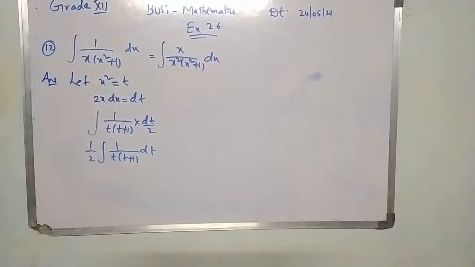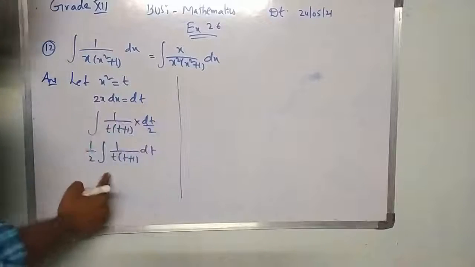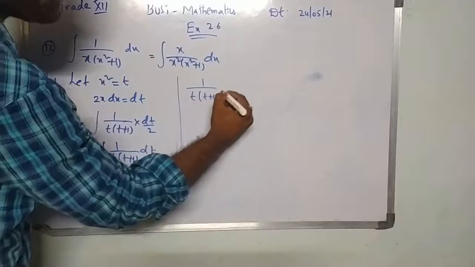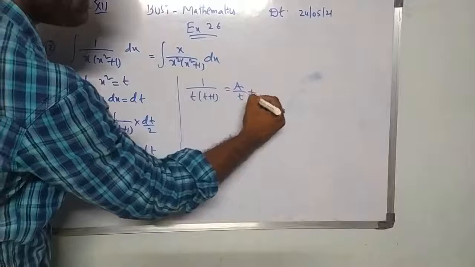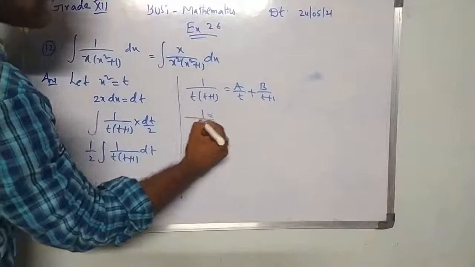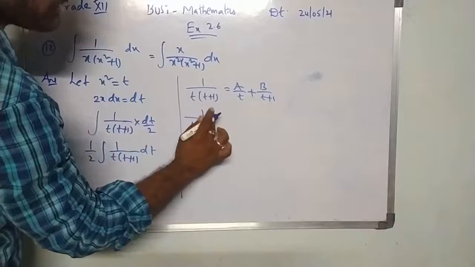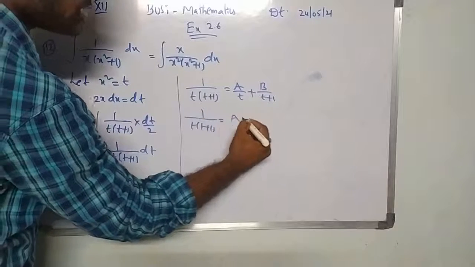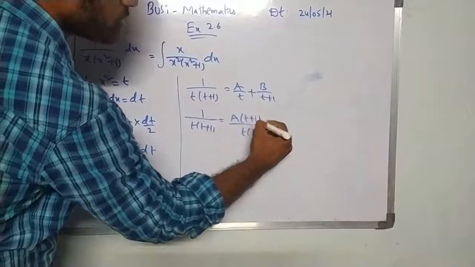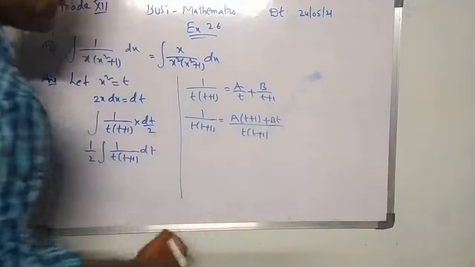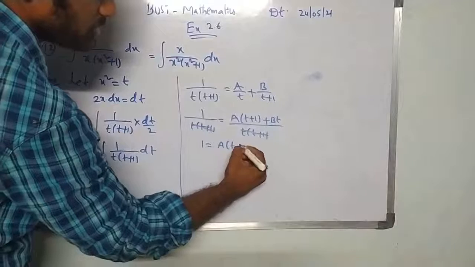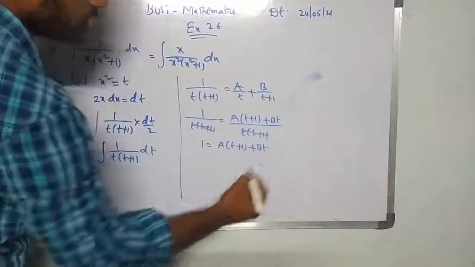We cannot integrate this directly. We have to apply partial fractions here. Let me take 1 by t into t plus 1. The partial fraction for this is A by t plus B by t plus 1. So 1 by t into t plus 1 is equal to, the LCM is t into t plus 1, A into t plus 1 plus B into t, since t into t plus 1 gets cancelled.